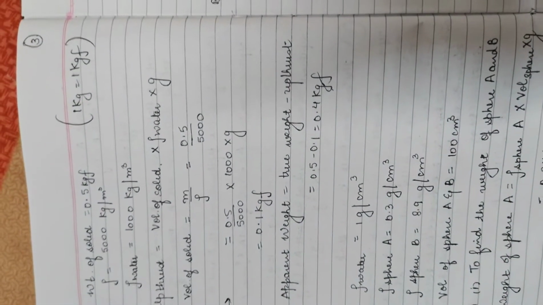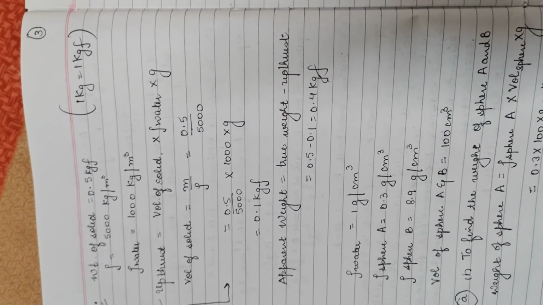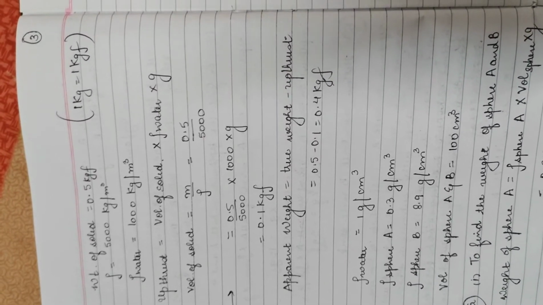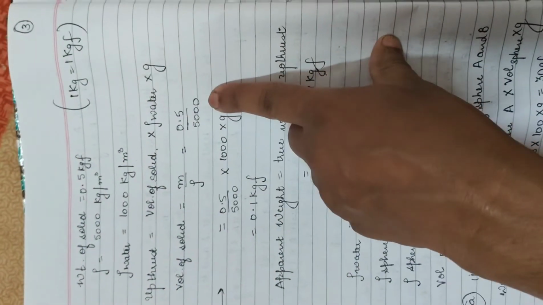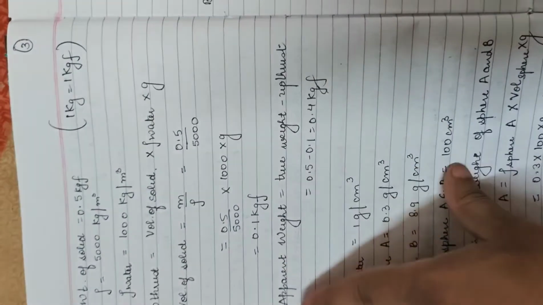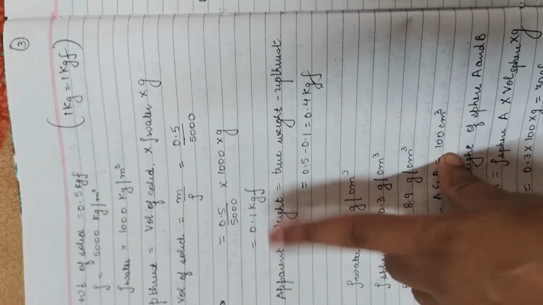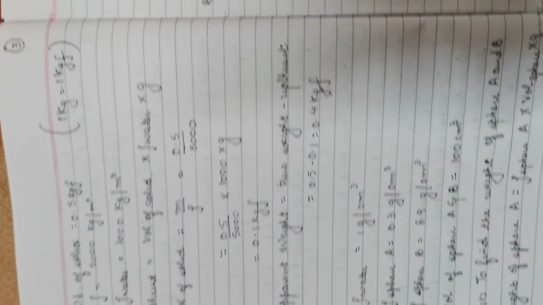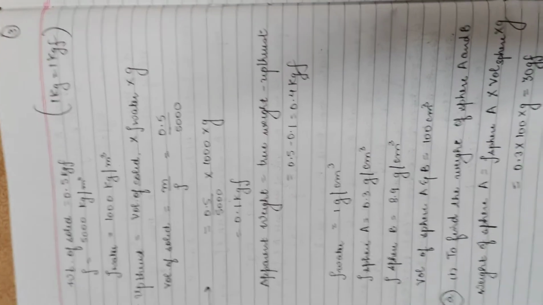Fine. Now by putting down the values of V rho g, you calculate the upthrust here. V rho g is coming out to be 0.1 kgf. They are asking us about the apparent weight. Apparent weight is true weight minus upthrust. So when you subtract it, you will get the answer.